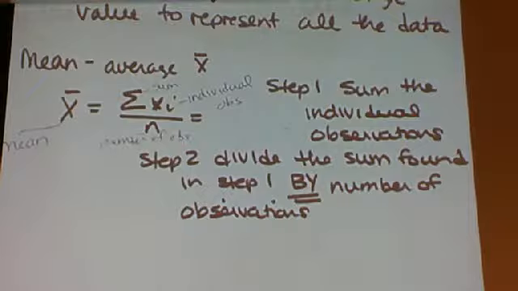Okay, so step 1, sum up the individual observations. Step 2, divide the sum found in step 1 by the number of observations. Okay, let's take these little guys. Find the mean. Thank you, by the way, for telling me you can see that.